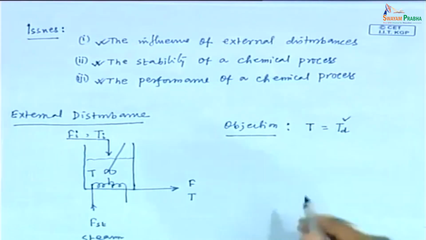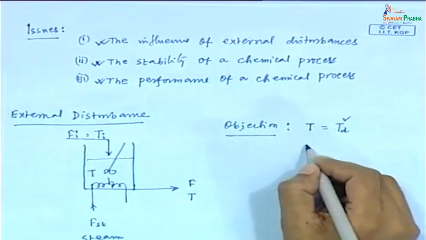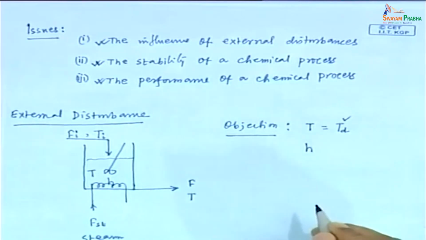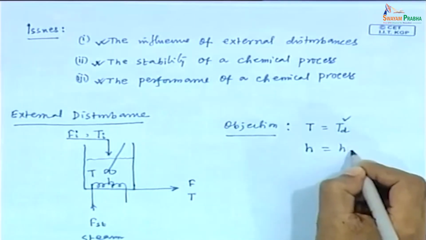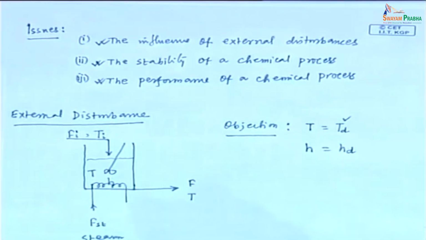Similarly, the second objective of this process is we need to maintain the height of liquid in the tank at its desired value, that is H suffix D. Fine. So these are the two objectives.